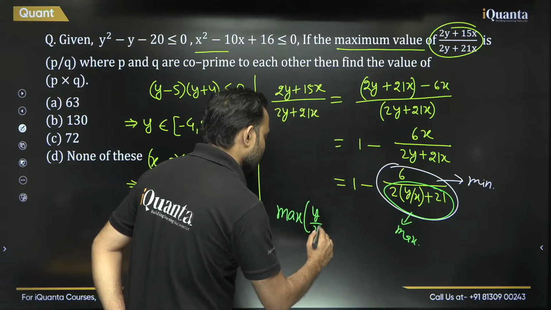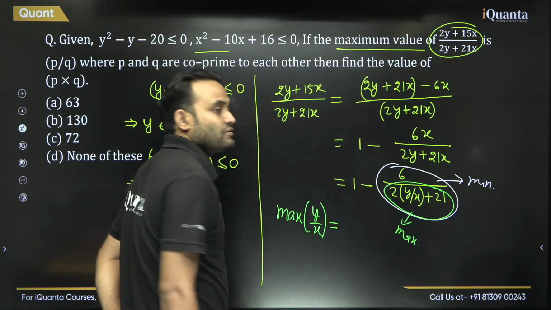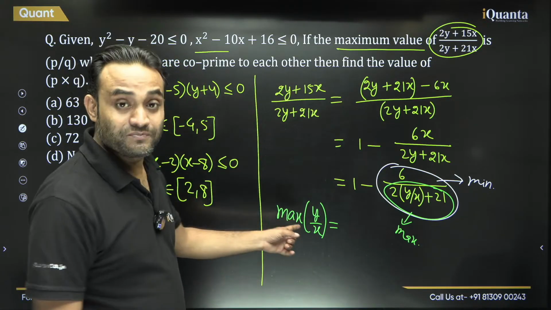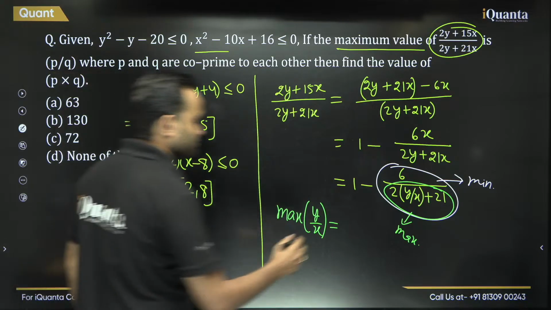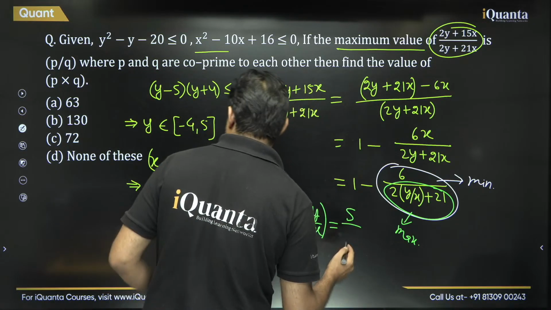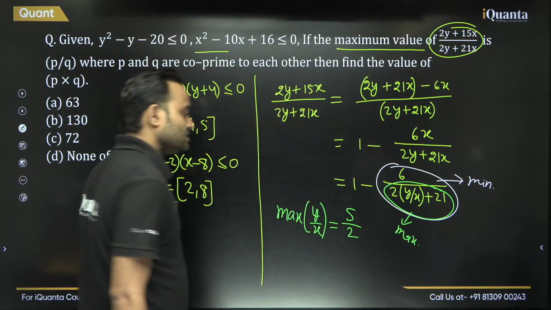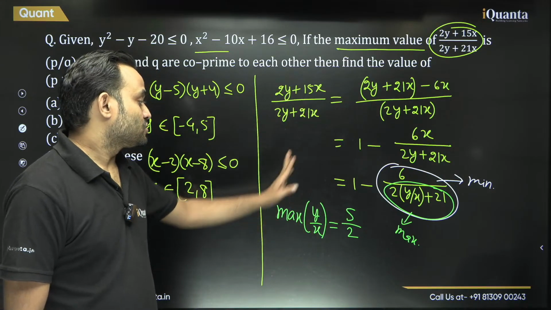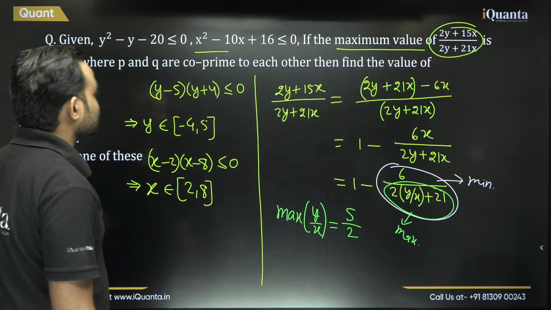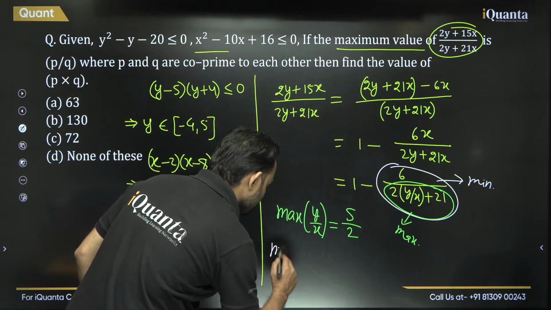We will have to find the maximum of y upon x. How do we find maximum of y upon x? When y is maximum and x is minimum. y maximum is 5, x minimum is 2, right? So maximum of y by x will be 5 by 2. So what we can say? Maximum of the given expression.